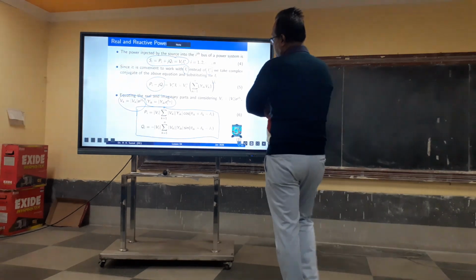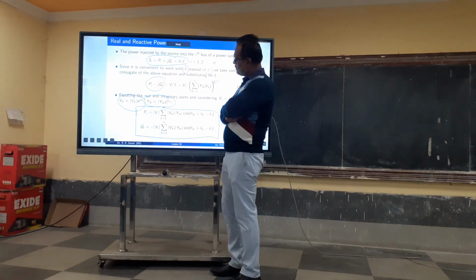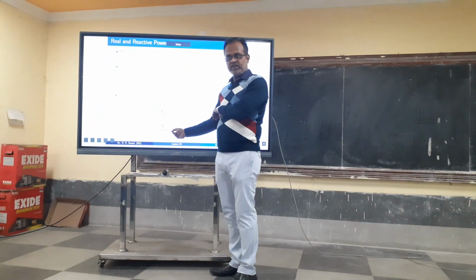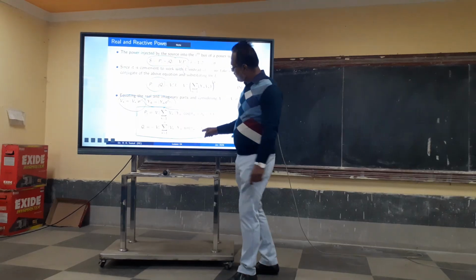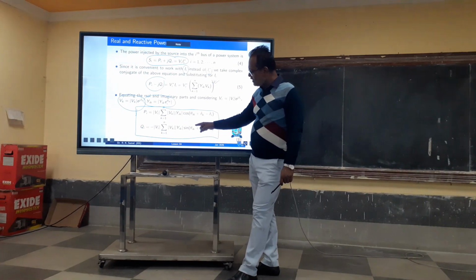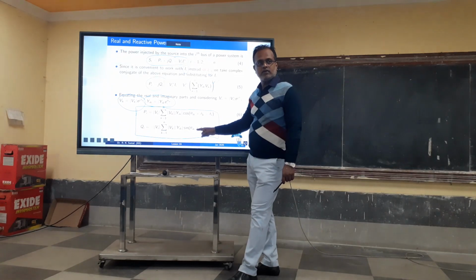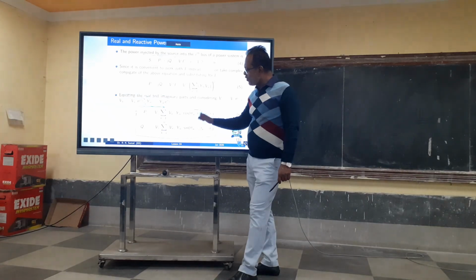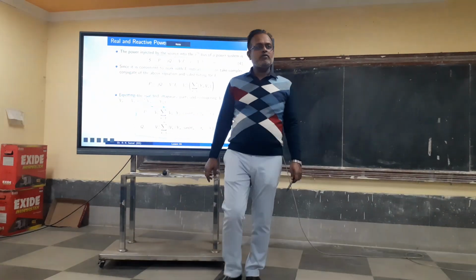So what you can see here, the power flow equation contains Vi and Vk, two bus voltage magnitudes, the angle difference between them, delta K minus delta I, and the impedance angle theta Ik. Now suppose it is a completely resistive line. What is the value of theta Ik?